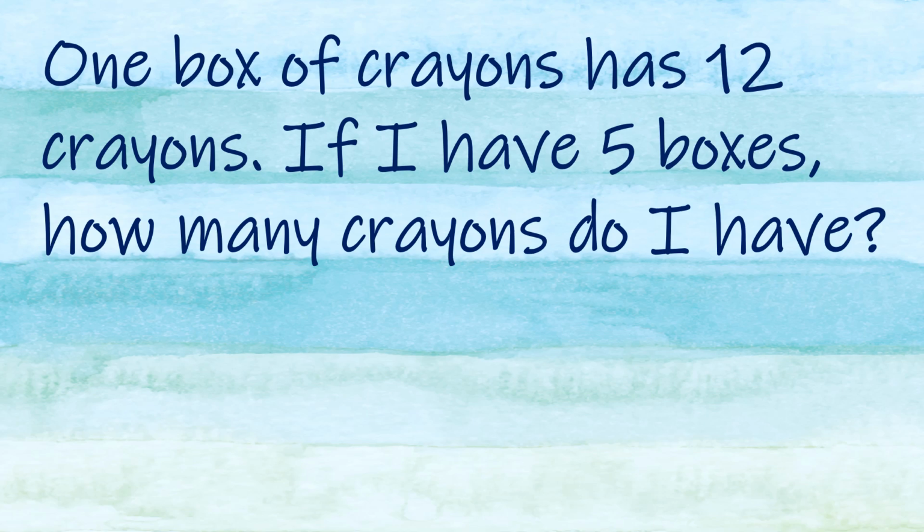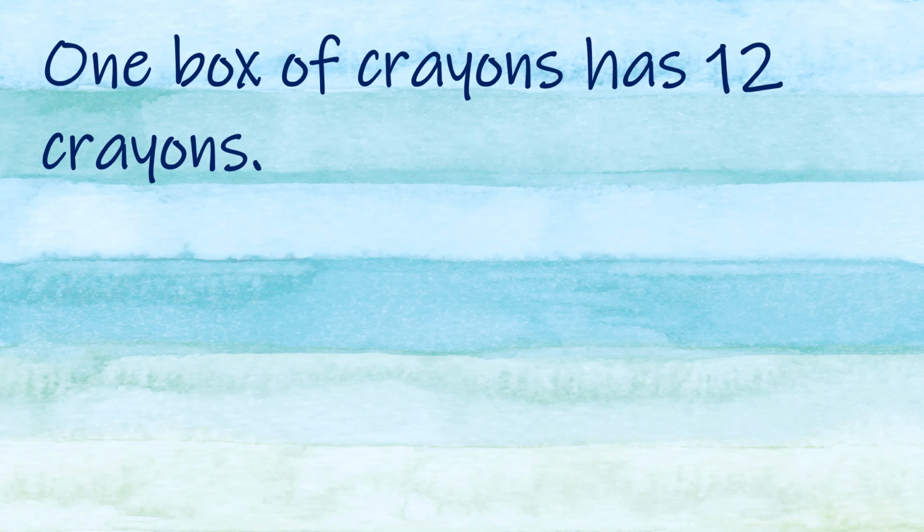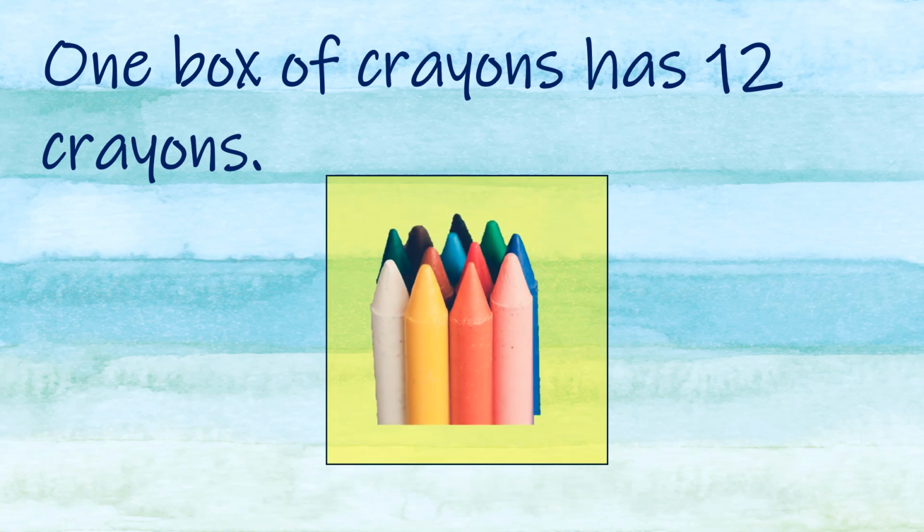Okay, we have one more. Let me read it. 1 box of crayons has 12 crayons. If I have 5 boxes, how many crayons do I have? Let's see one step at a time like before. So we have 1 box of crayons has 12 crayons. So let's see what that is. And remember, the container is the box. And the things inside are the 12 crayons. So you always have the container having something in it.